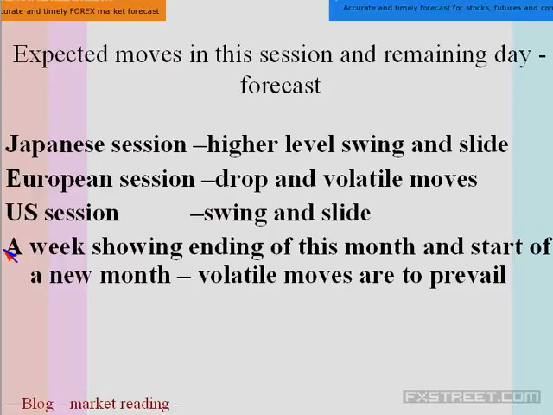So this is a week from 27th of June to 30th. You come across 4 days of this particular month, and the 1st of July fall in this particular week. So when a week you come across the ending of the current month and the starting of the new month, the volatile moves are to prevail.